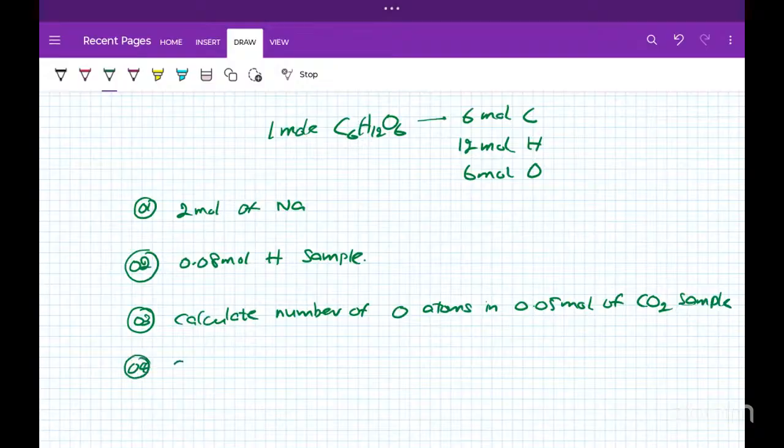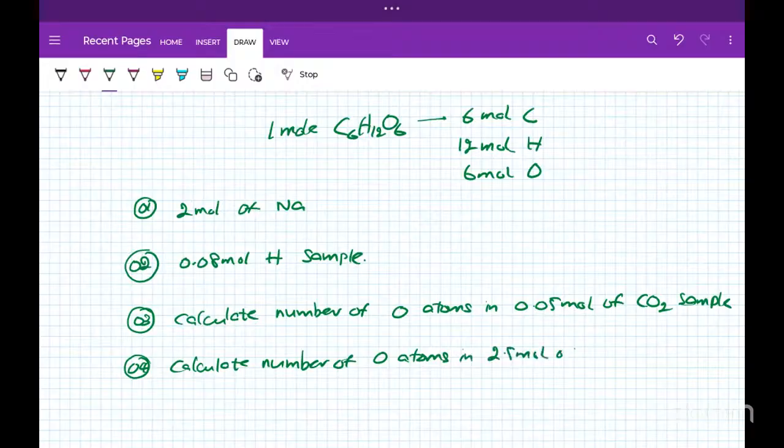Number 4, calculate number of oxygen atoms in 2.5 moles of CuSO4.5H2O sample.